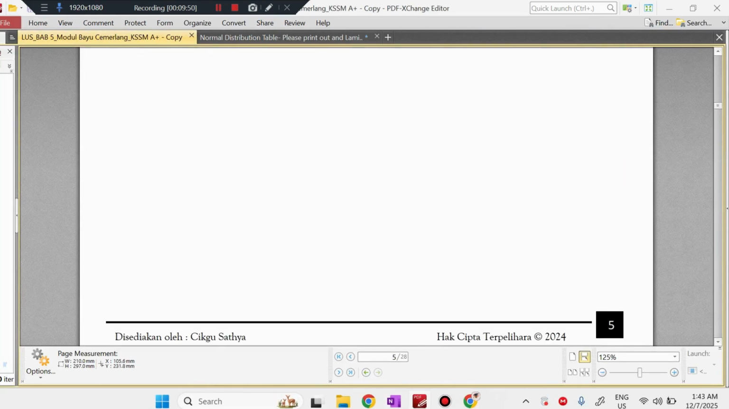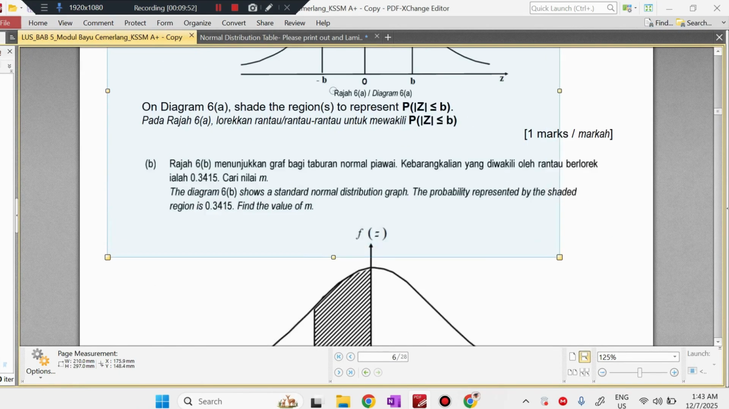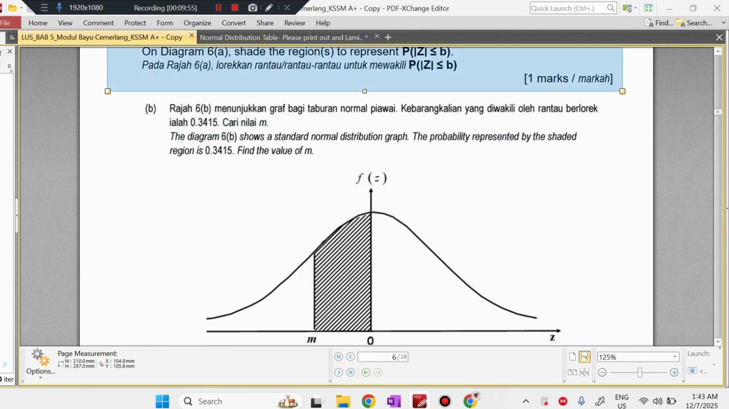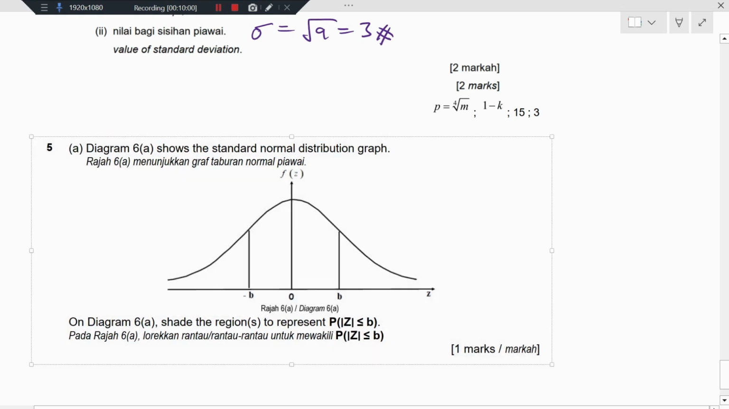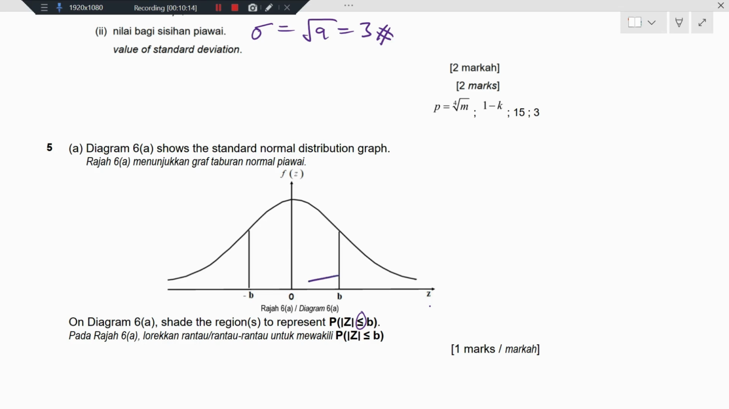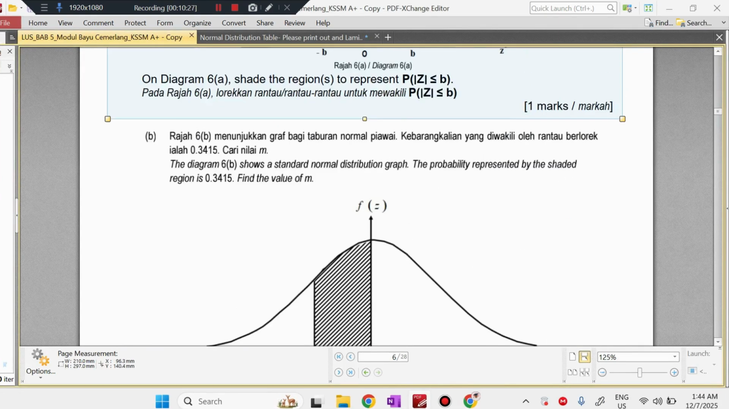Okay, done. Next, question number 5. They ask a lot of theoretical questions. On diagram 6a, shade the region where modulus Z is less than B. If it is modulus, focus on your positive side. Positive side B, if less than, we shade here, right? And then you reflect it on the other side. That should be your shaded diagram.